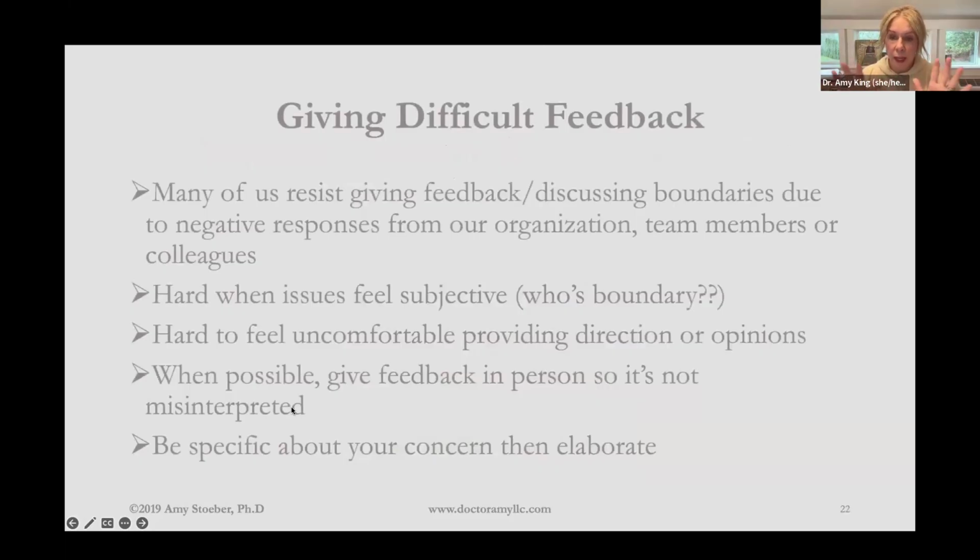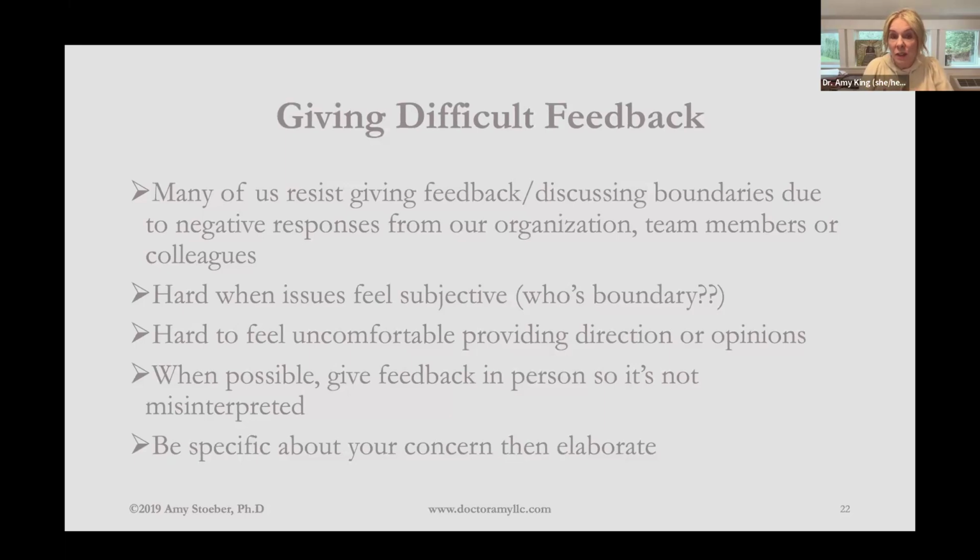But I think one thing I just want to say, right? If you're in this space, you are naturally a helper and a healer, right? And a lot of us resist giving feedback about boundaries or where our limits are because we're worried about responses either from our organization or our team member or colleague, like, oh my gosh, Amy's not very committed. She doesn't work through lunch every day, or she's leaving charts that she has to come back to the next day. She must not really be committed to her job or her patients or whatnot.